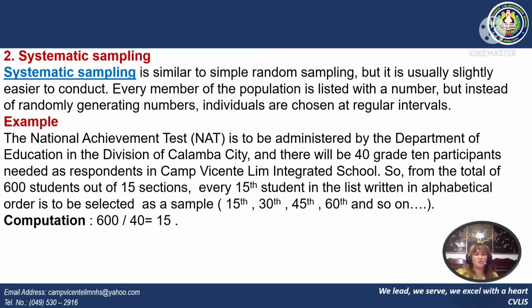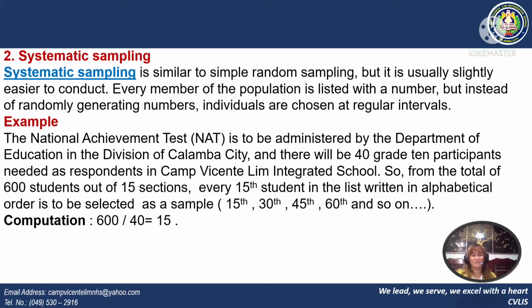Next, let's move to systematic sampling. It is similar to simple random sampling, but it is usually slightly easier to conduct. Every member of the population is listed with a number, but instead of randomly generating numbers, individuals are chosen at regular intervals.